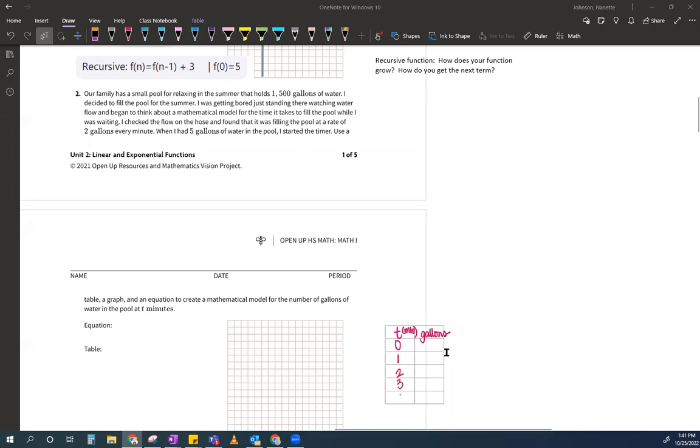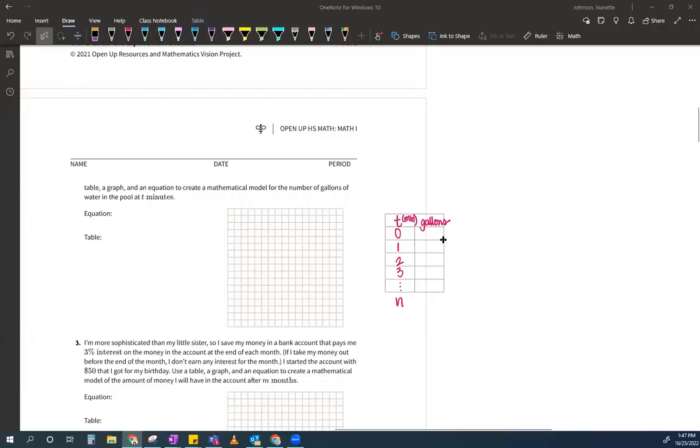So here's what I want you to do. I want you to pause. I want you to fill this out. I want you to fill out the table. See if you can fill out the equation and give me a graph. The whole time you're thinking, does it make sense to connect my points? Okay.